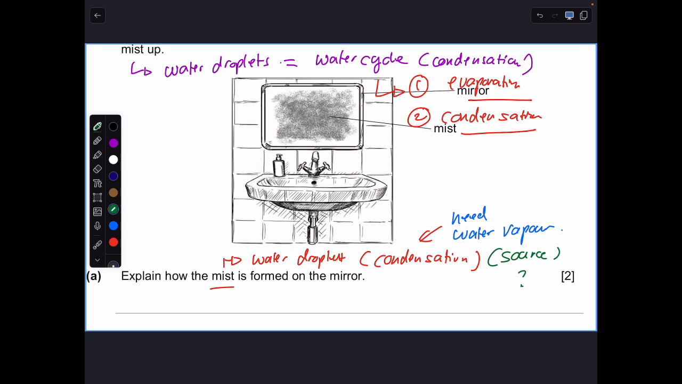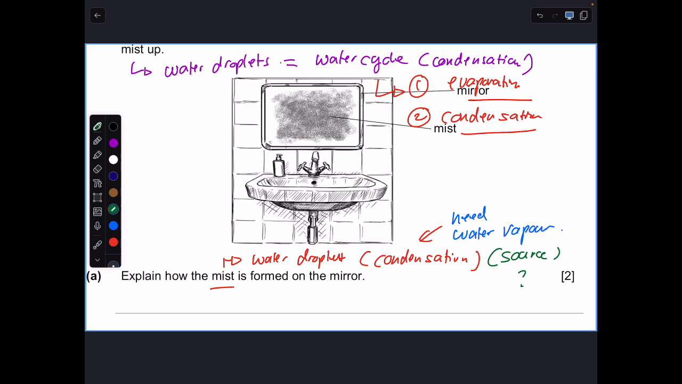So how do you determine which is your cooler surface? There is only one way. The cooler surface is where you will find the water droplets. It is what it is. If the water droplet is in the air, the cooler surface is the air. That's why you see clouds.